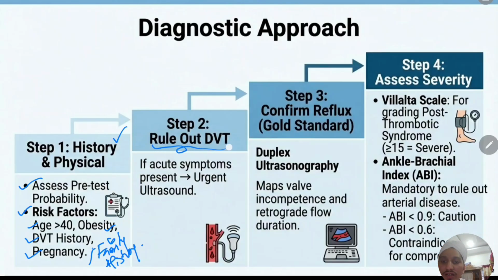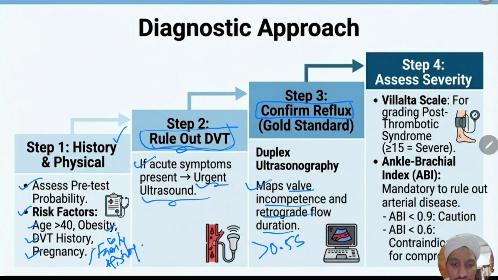Step 2 is you should rule out deep venous thrombosis. If acute symptoms are present, urgent ultrasound is needed to rule out deep venous thrombosis. Step 3 is confirm the chronic venous insufficiency by duplex ultrasonography. Confirm the reflux actually. What is reflux? This will show that the valves are incompetent and there is retrograde flow. How long? For more than 0.5 seconds. Remember this point. The retrograde flow should be for more than 0.5 seconds duration.